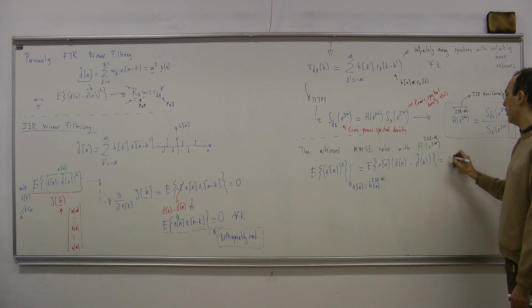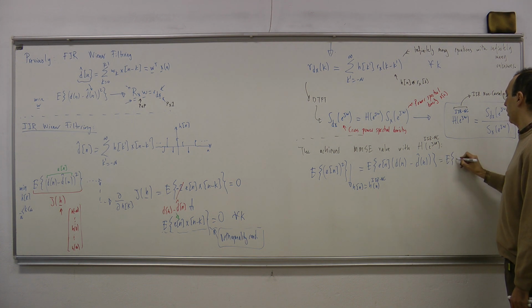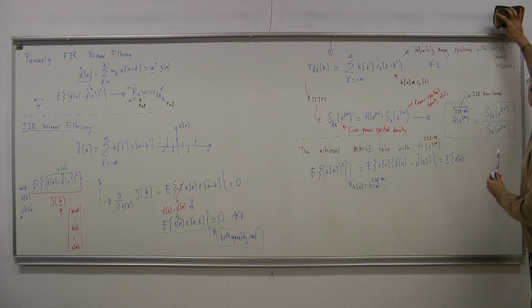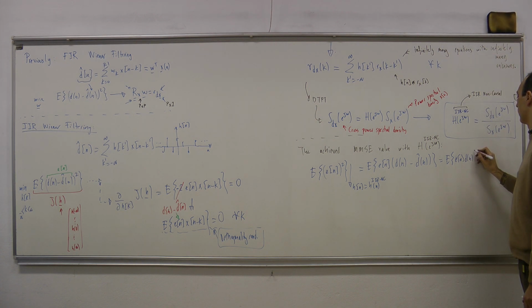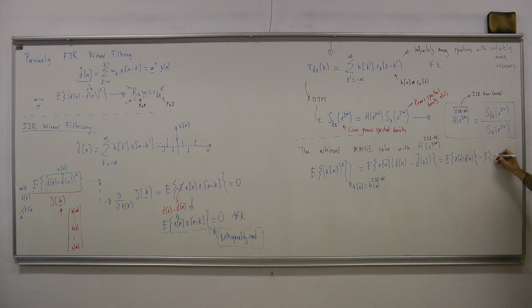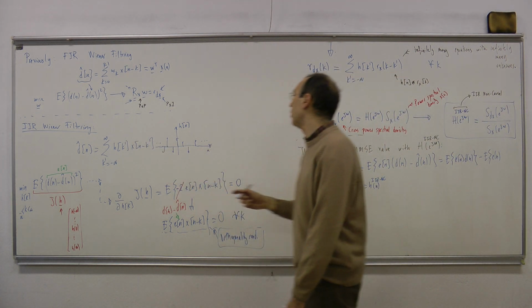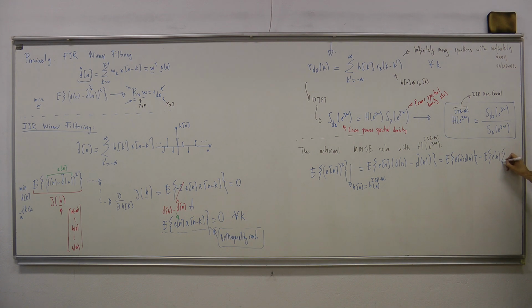Okay, now this is equal to error times E of n times d of n, minus error times d hat of n. So what's d hat of n? It's a linear combination of all of these. So let me write that as h of k prime x of n minus k prime, like this. Again, no surprises, this will be equal to 0, all of these terms.